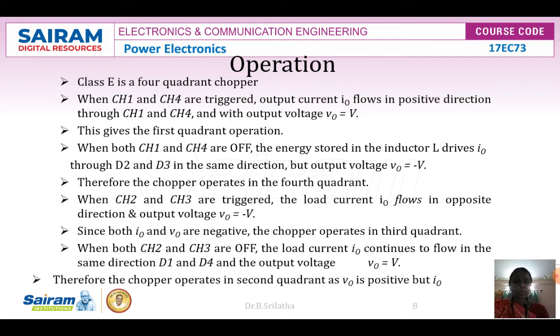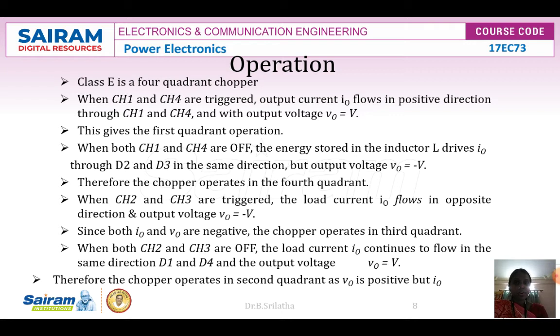This we can call a fourth quadrant chopper. Next one, the remaining choppers. The remaining choppers are CH2 and CH3 on. CH2 and CH3 on means I0 is positive, but V0 is negative.